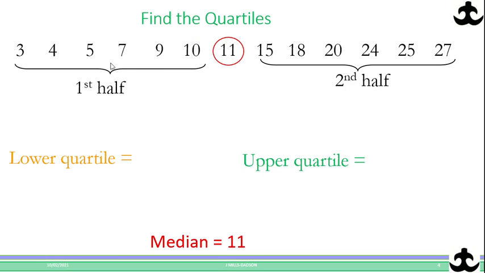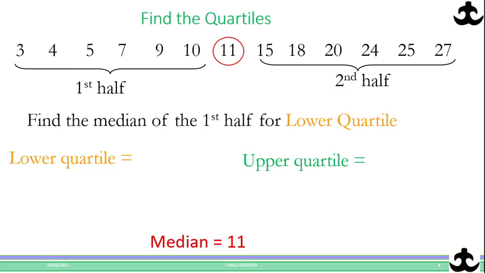We're going to work out the median of the first half, crossing from both ends until we get to the middle number. Realize that here we don't have a single middle number, but rather two. Whenever you have two middle numbers, all you need to do is work out the average of the two, and that will represent the median. So you work out the average of 5 and 7: 5 plus 7 divided by 2 gives us 6. So our median for the first half is 6, but this median represents the lower quartile. Don't get confused. It's the median for the first half, but it represents the lower quartile.